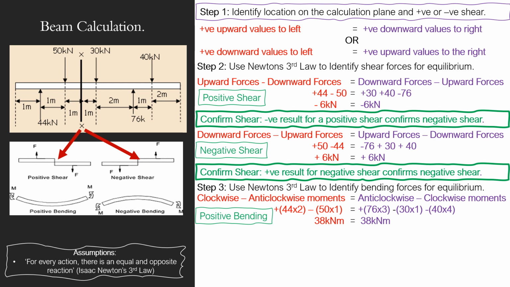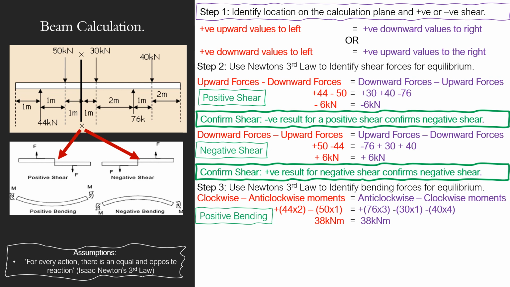So clockwise is plus, anti-clockwise is minus. So the 44 kilonewton is 2 meters away, so I times 44 by 2. And because it's pushing upwards, and if you look at my positive bending picture, pushing upwards means it's a plus. So that's perfect. The 50 is pushing downwards. It's only 1 meter away, so I'm timesing 50 by 1. And because it's pushing downwards, it's negative. Okay, so that's it, done.